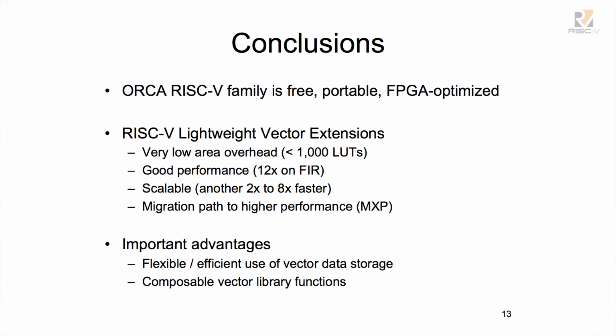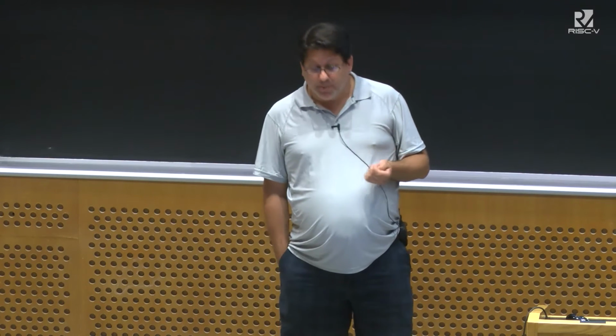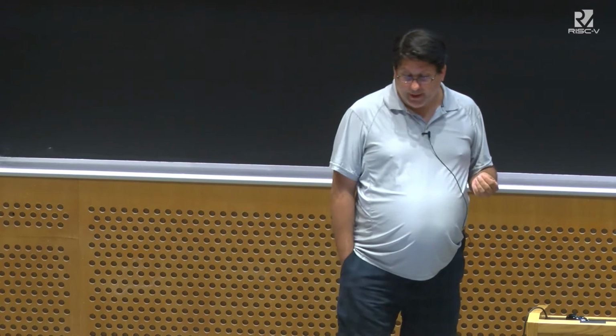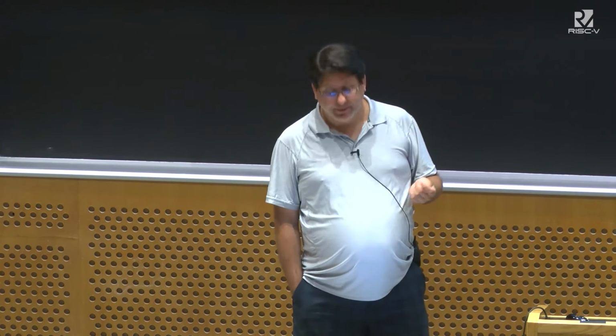So in summary, we've proposed a RISC-V processor at the last RISC-V meeting, and that's available now. We've put a little more work into it. We've added these lightweight vector extensions. It's not quite done yet. We still have a little bit more testing and debugging to do, and a few more features we want to implement. But we're getting pretty good performance with pretty low overhead of about 10x performance and less than 1,000 LUTs extra in the implementation. We can make it scalable to add even more performance with a little bit more area, and we give a migration path towards the larger accelerator.